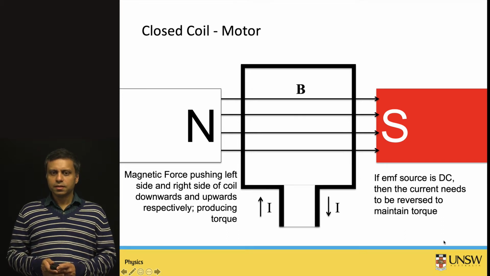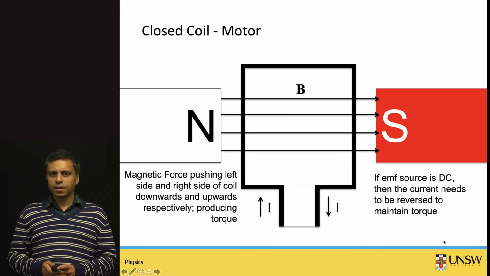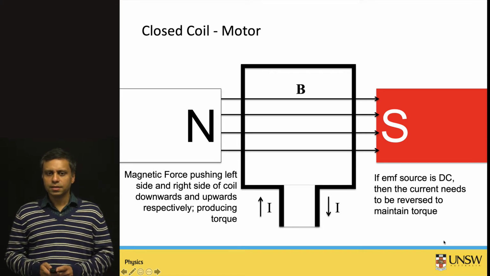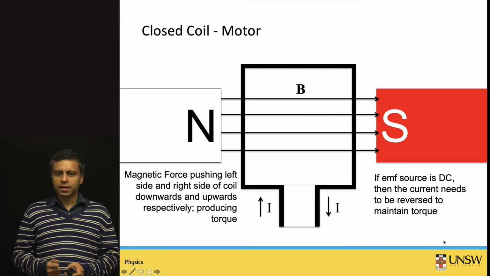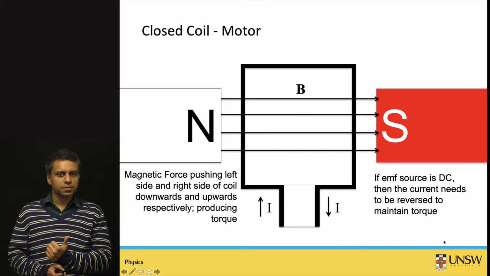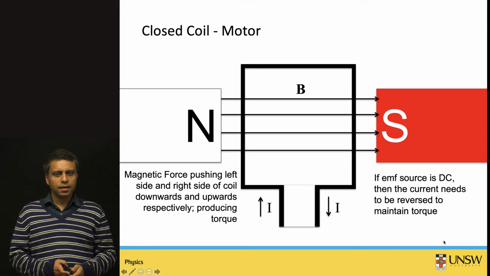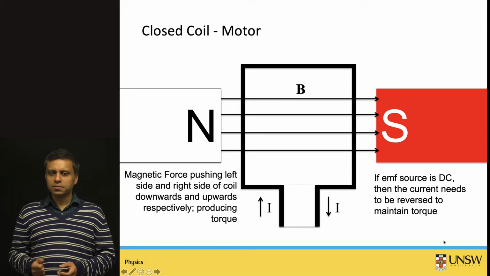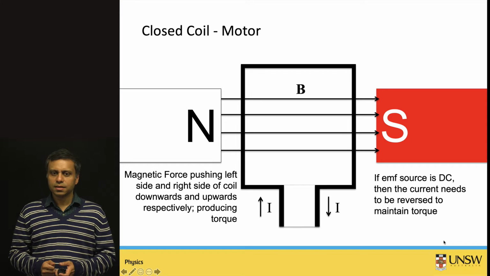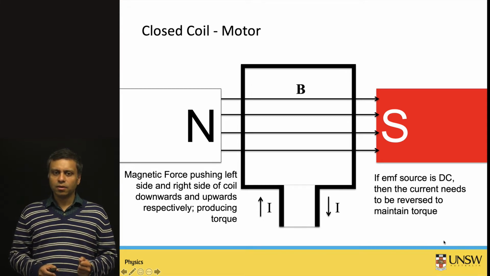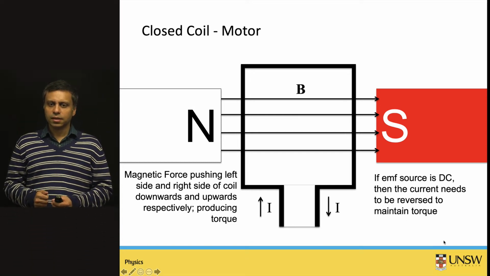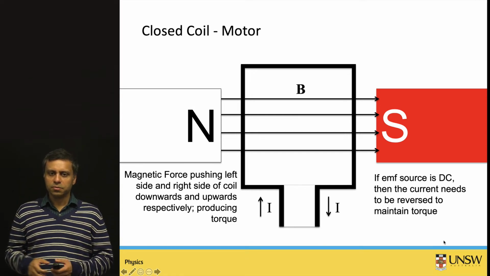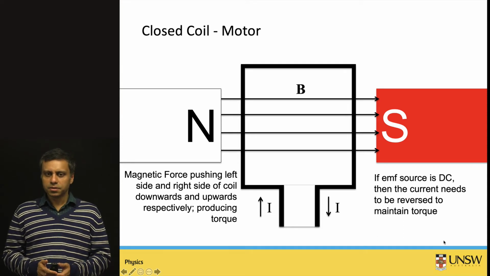How does this happen? In this case, you see that the coil is placed in between the north and south poles of a magnet. And so there are field lines going from the north to the south, in this case towards the right side. And when you attach a battery to it, there is a current flowing. The direction of the current is shown at one instant. On the left segment of the coil, the current is going upward, and in the right segment, the current is going downward.